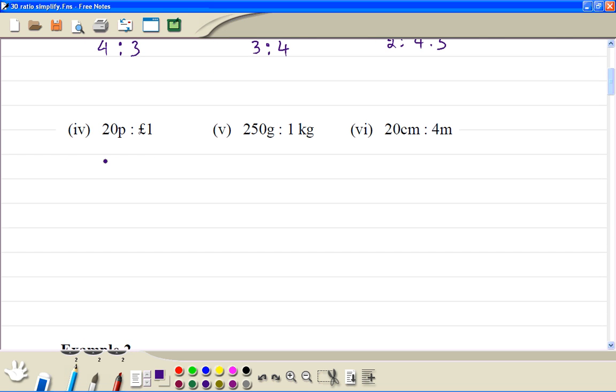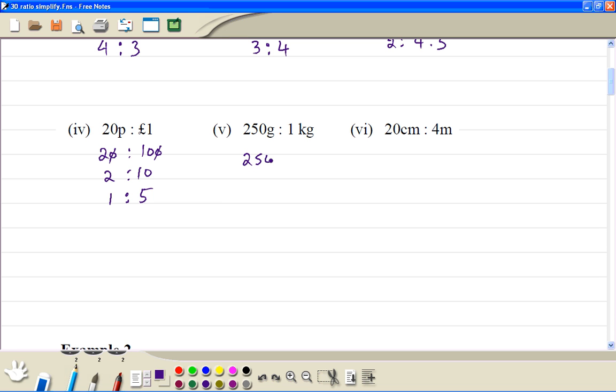Here, part 4 says 20 to 100, so we write the same units. Then we can cancel the 0, or first cancel the 0. So it's 2 ratio 10. Divide both numbers by 2, so we get 1 ratio 5.